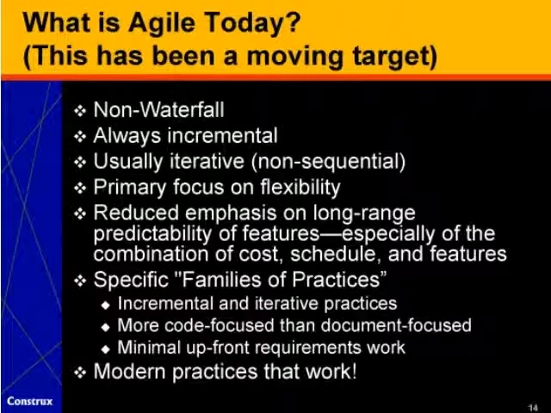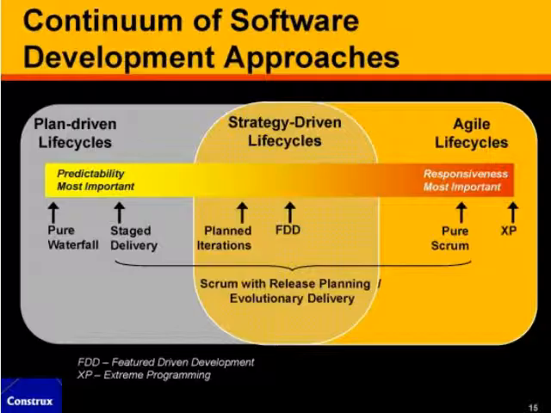In practice, we find Agile associated with specific families of practice such as incremental and iterative practices. We see that it tends to be more code-focused than document-focused, as you would have expected from the original Agile Manifesto, and usually, but not always, associated with minimal upfront requirements work. In some contexts, I think the term has been watered down to a degree that Agile is almost a synonym for modern, that is, modern practices that work. We're going to try to be a little bit more strict about the definition in the talk today.